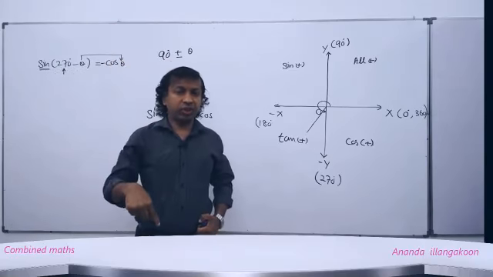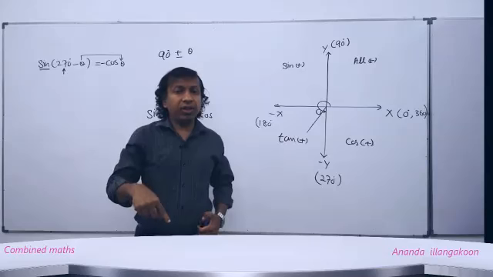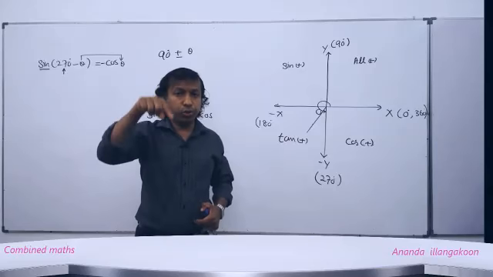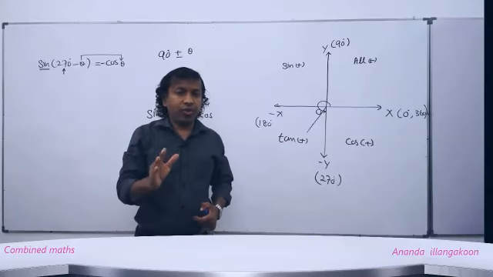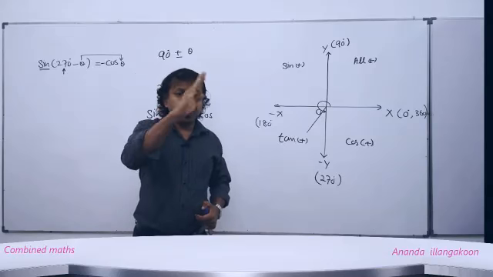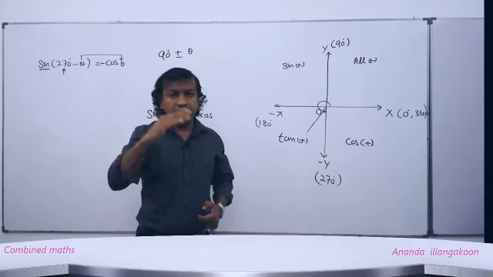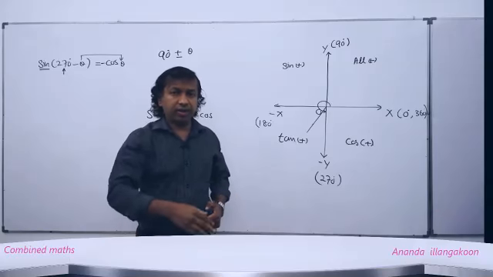90, 270. Remember, the angles on the y-axis are 90 and 270. Then how do we form those angles? Subtract angle, add angle. Subtract angle, add angle.